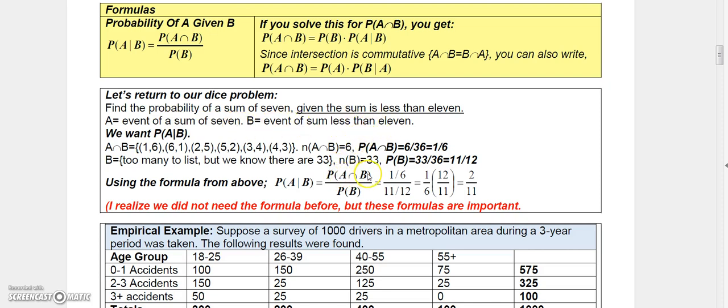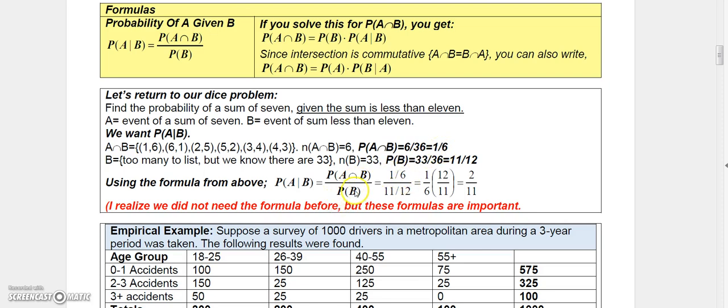Well, the probability of A intersect B, that's all the numbers that are a sum of 7 that are less than 11. Well, that's all 6 of these guys. So all 6 of these fall in both categories. So the probability of A intersect B would be 6 out of 36, or 1/6. So I'll put that on top.